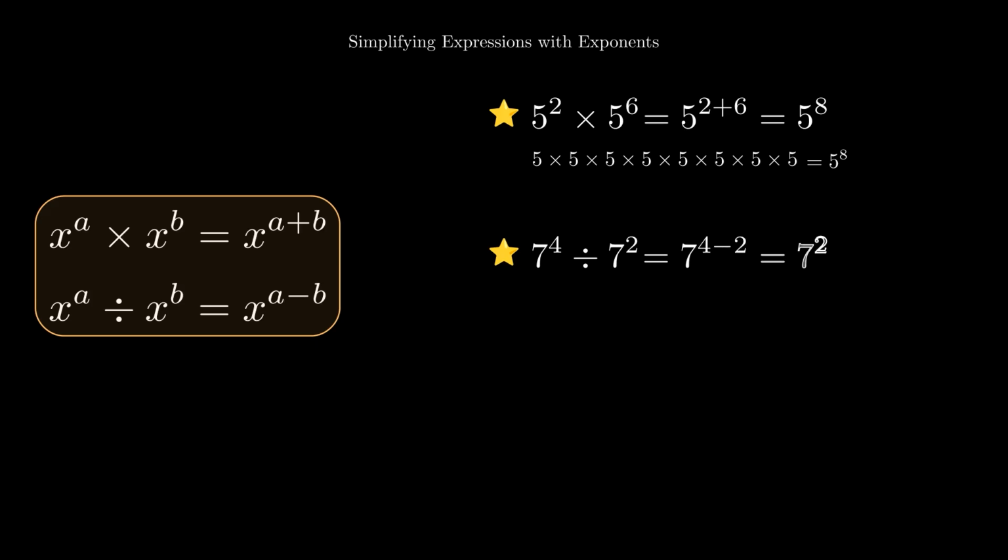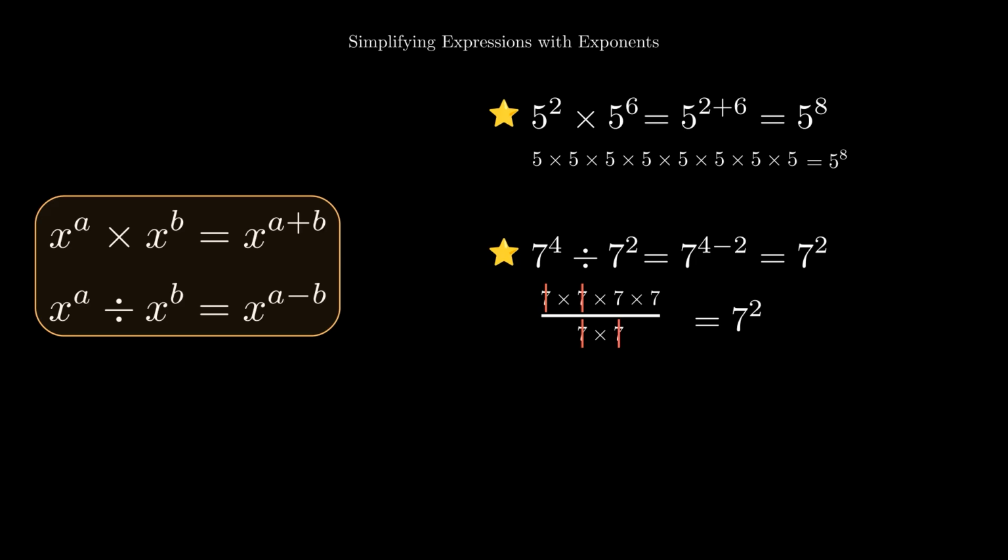And that gives us 7 raised to the power of 4 minus 2, which is equal to 7 raised to the power of 2. If you want to check why this works, you can do it the long way. If you multiply 7 by itself 4 times and then divide it by 7 raised to the power of 2, which is 7 times 7, we can cancel out 2 of the 7s on top and both on the bottom, because anything divided by itself equals 1. And the final answer is 7 raised to the power of 2.